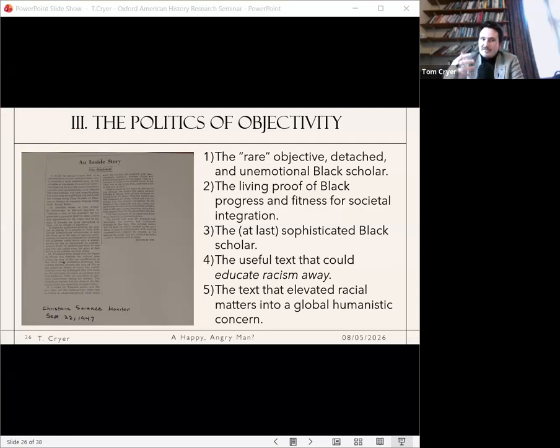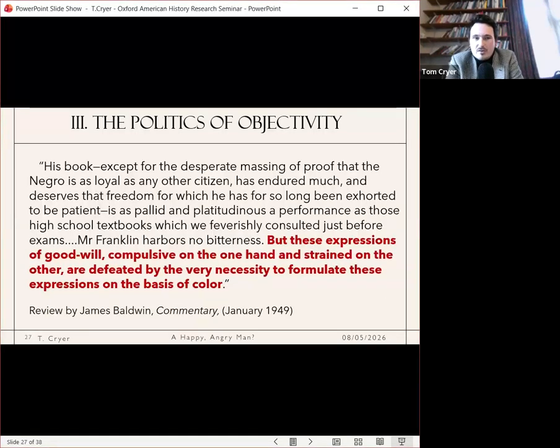By placing African Americans at the crux of broader issues of human rights and post-war freedom, of universal suffrage, Locke argued that this book could encourage liberalized social understanding. Now, it's fair to say, of course, that many reviewers were more critical. For James Baldwin, for example, Franklin had collated a desperate massing of proof of black loyalty. Franklin's wishes to speak objectively were defeated by the very necessity to formulate these expressions on the basis of colour.